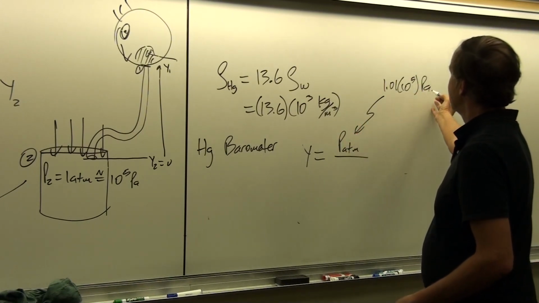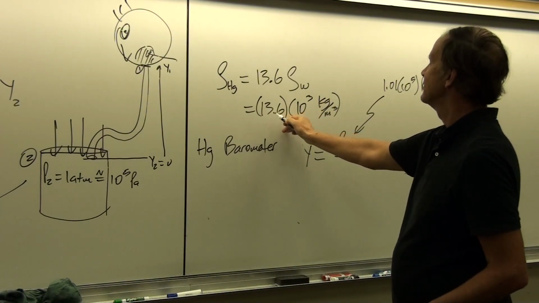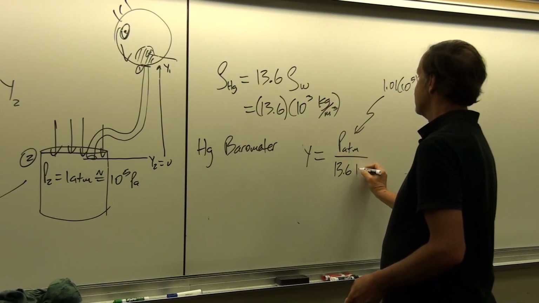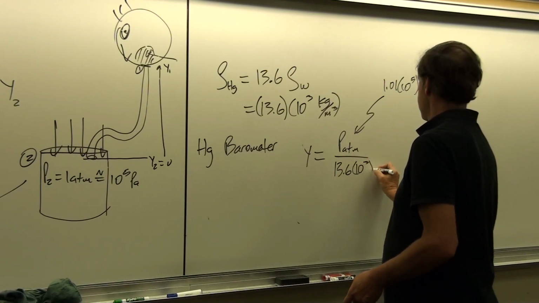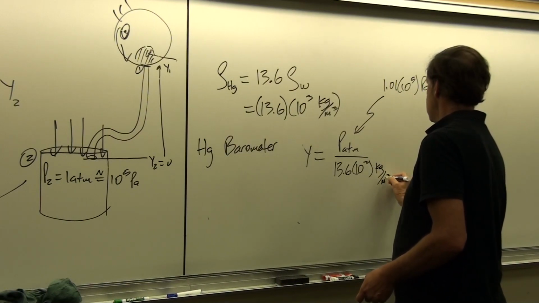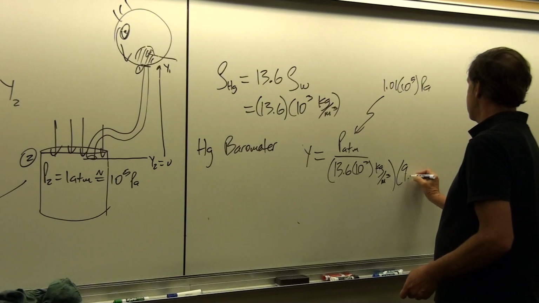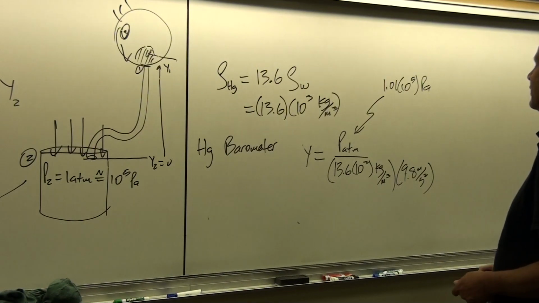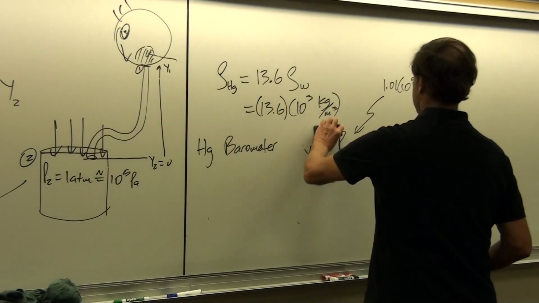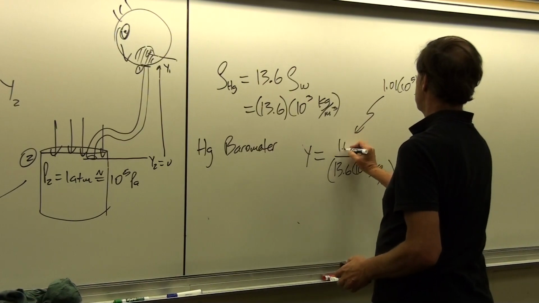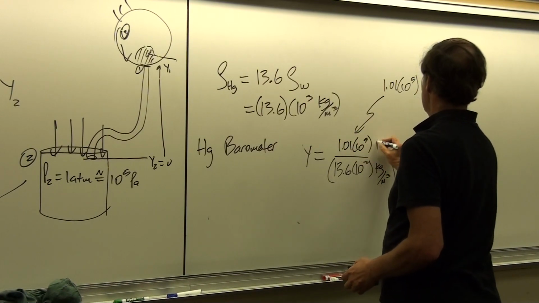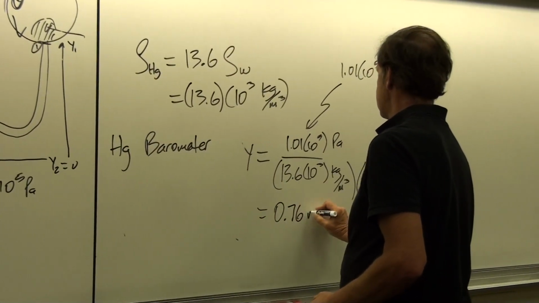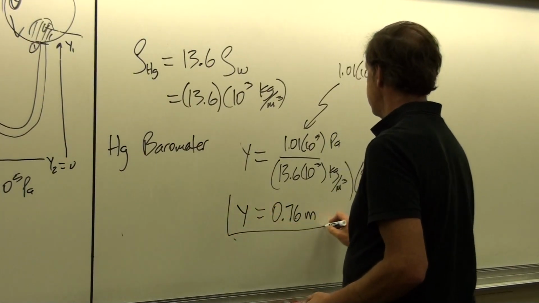P atmosphere is this exact value, and the density of mercury is 13.6 times 10 to the 3 kilograms per meter cubed, times g, and here I'm going to use the exact value for g too, because I want an exact value for the height of the mercury barometer at 1 atmosphere's pressure. So if I plug that in, that's 1.01 times 10 to the 5 pascals, I get 0.76 meters.